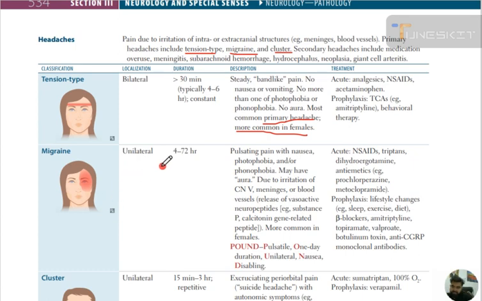So migraine headache is unilateral. It may remain for 4 to 72 hours. Pulsating pain with nausea, photophobia and or phonophobia. May have aura due to irritation of cranial nerve 5, meninges or blood vessels. Cranial nerve 5 is important. Vessels release vasoactive neuropeptides: substance P, calcitonin gene related peptides. More common in females.